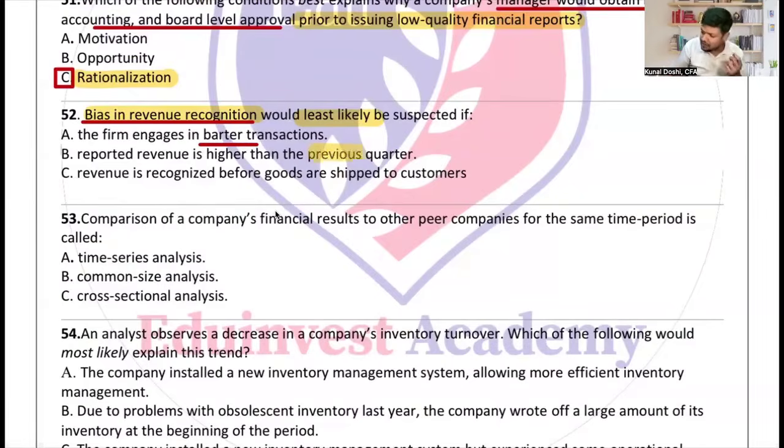Reported revenue is higher than previous quarter. Nothing wrong in it, right? This is not a suspicion thing. Revenue increasing, that's not anything wrong. Revenue is recognized before goods are shipped. This is quite aggressive, right? You're trying to push revenue. So which one is not an issue? Which one is not an issue, everyone? A, B, or C? B is not an issue. Barter or recognizing early revenue, those are red flags. They are asking which one is not. Clear? You also need to read the questions carefully. Got it?